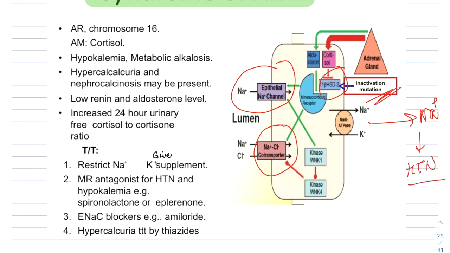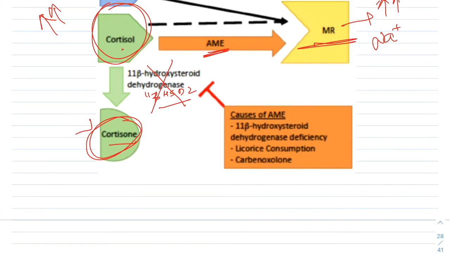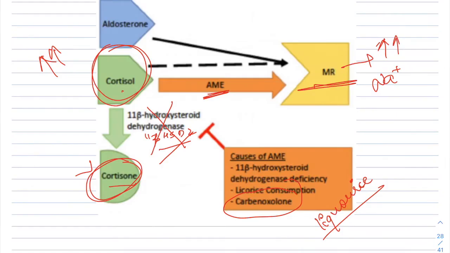Okay. Point to remember: apart from the gene mutation, the enzyme 11-beta hydroxysteroid dehydrogenase can also be inhibited by the compound carbenoxolone. It is a compound that is found in licorice. Licorice is a herb which has a steroid-like structure. This carbenoxolone has a steroid-like structure.